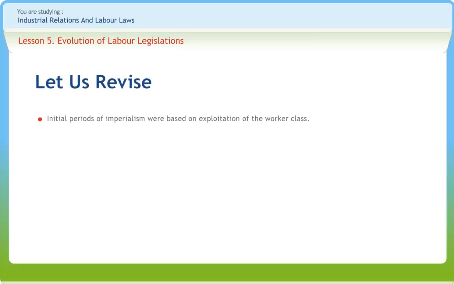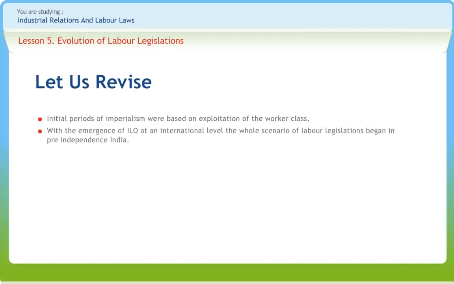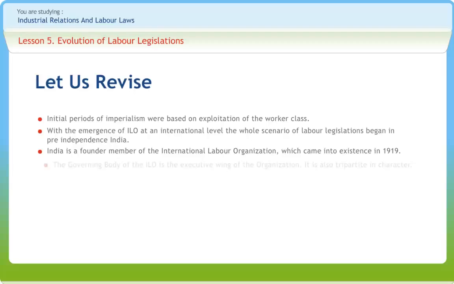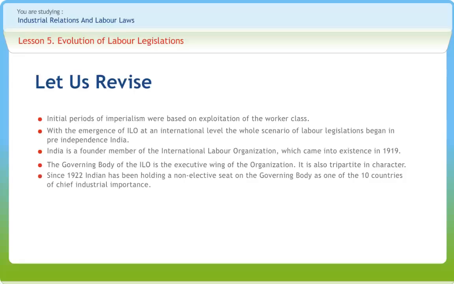Initial periods of imperialism were based on exploitation of the worker class. With the emergence of the ILO at an international level, the whole scenario of labor legislation began in pre-independence India. India is a founder member of the International Labour Organization, which came into existence in 1919. The governing body of the ILO is the executive wing of the organization. It is also tripartite in character. Since 1922, India has been holding a non-elective seat on the governing body as one of the 10 countries of chief industrial importance.